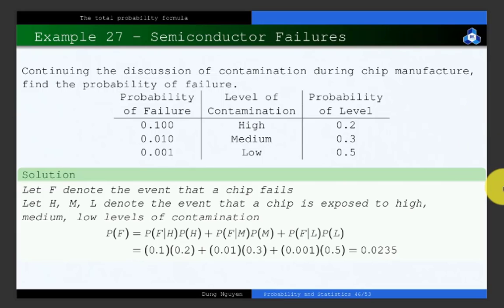So you see that the probability of H is 20%, the probability of M is 30%, the probability of L is 50%. And if the level is high, then the probability of failure is 0.1. If the level is medium, then the probability of failure is 0.01. And if the level of contamination is low, then the probability of failure is 0.01. And then after all, you get 0.0235.